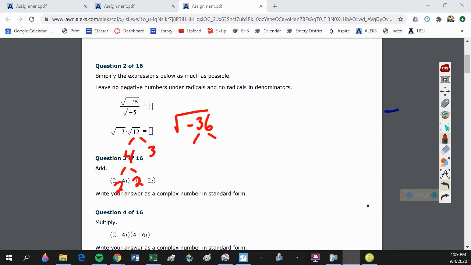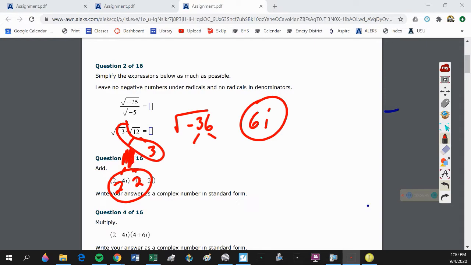And then we look for pairs. Here's a pair of 3s. Here's a pair of 2s. So I get 6i times the square root of nothing's left. The answer is just 6i. The 4 factored, so we ignore it. Anything that factored gets ignored. Yeah, the negative turned into an i. Good question. Okay.